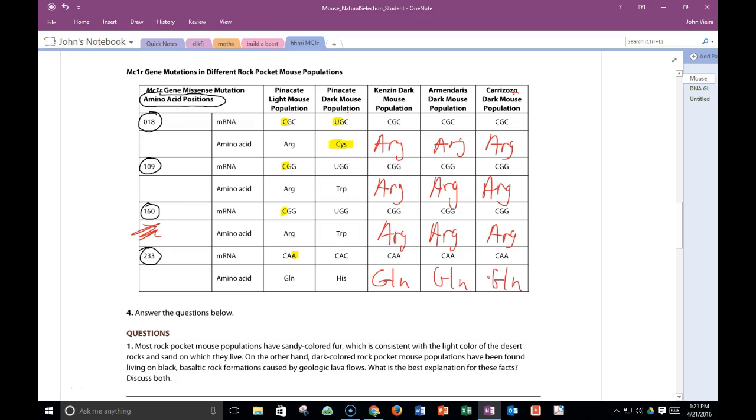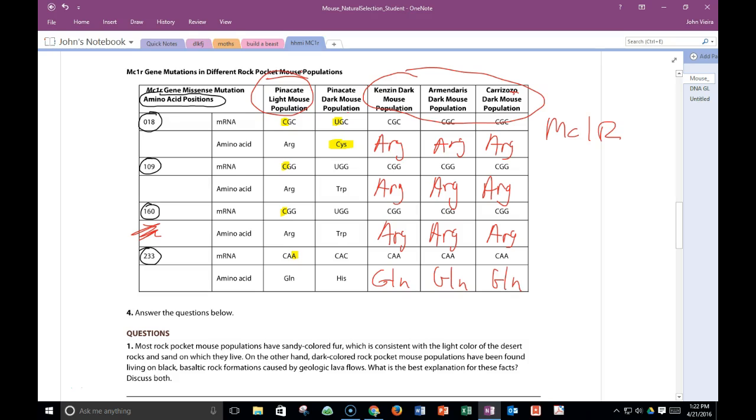Okay, guys. What does this tell us? These three dark mice have the exact same DNA for the MC1R gene as the light-colored mice. Yet, they are what? We don't just throw random answers until one sticks. We stop, we think, we speak.